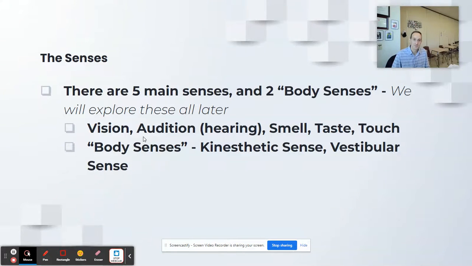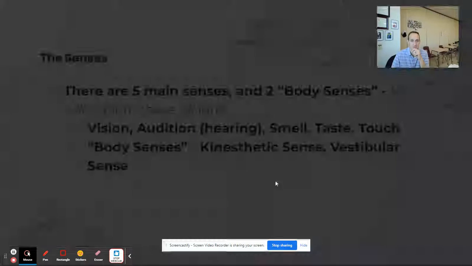Okay. Tomorrow we'll start getting into a little bit more on vision, certainly on Wednesday. By Thursday and Friday this week, we'll get into audition. Smell, taste, and touch is relatively really short when it comes to notes. There's not a ton there. And same with the kinesthetic and vestibular sense. Those will wrap up quickly.